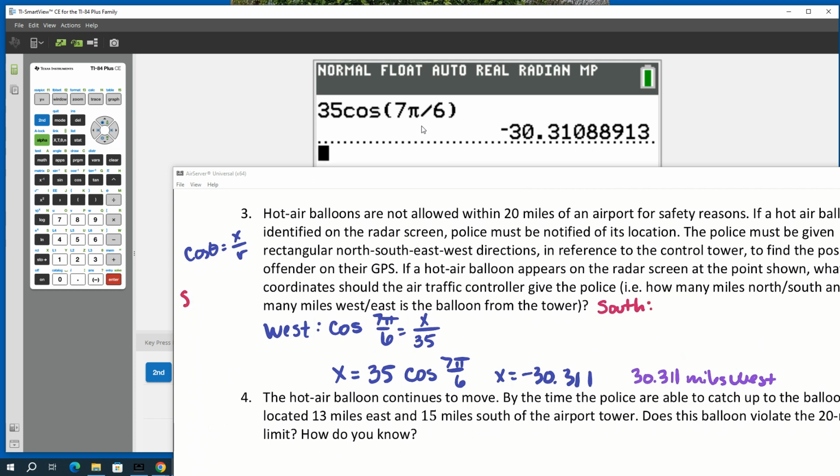And hopefully you remember from before that the sine of theta is the y over the r. So in this case, the sine of 7 pi over 6 is equal to the y over 35. So y is 35 times the sine of 7 pi over 6.